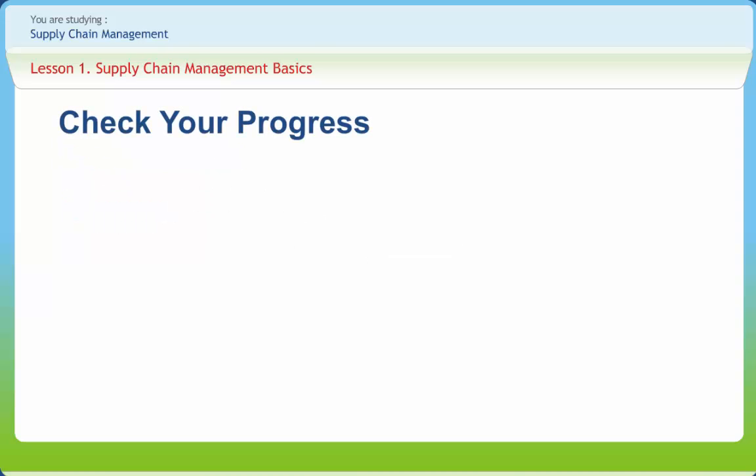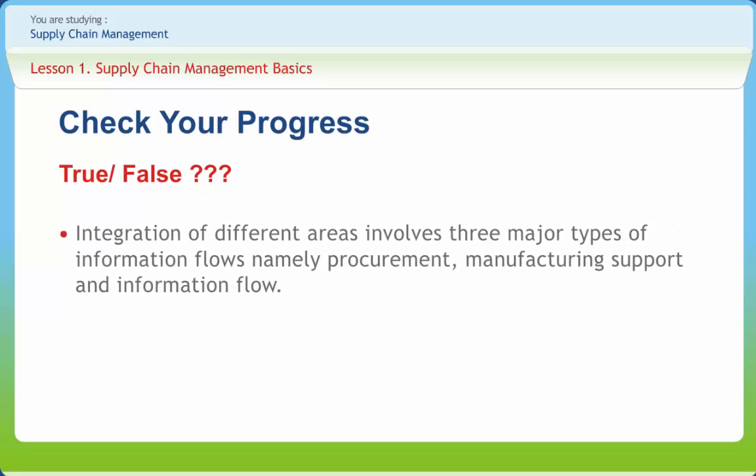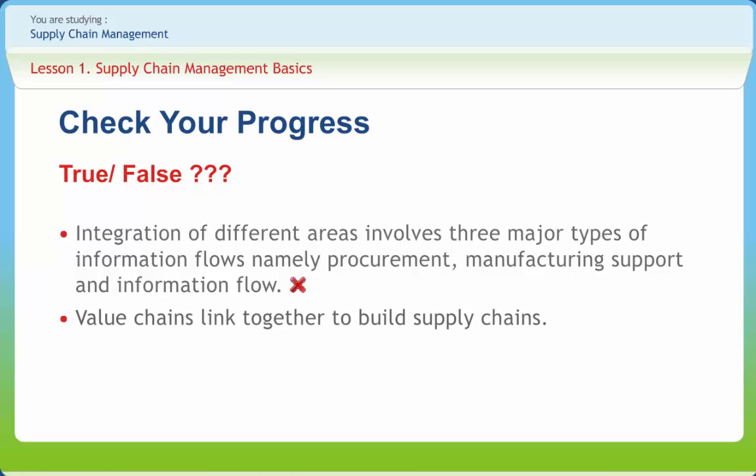Now let us check our progress on the topic by discussing if the given statements are true or false. The first statement says that the integration of different areas involve three major types of information flows, namely procurement, manufacturing support, and information flow. True or false? False. Value chains link together to build supply chains. True or false? False, since we know that it is supply chains that link the value chains.